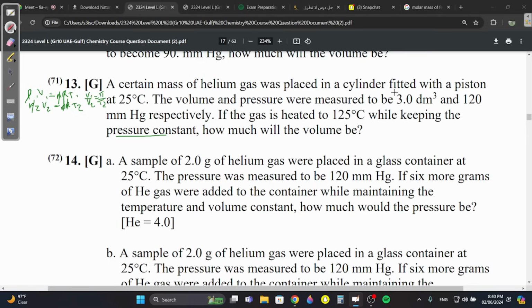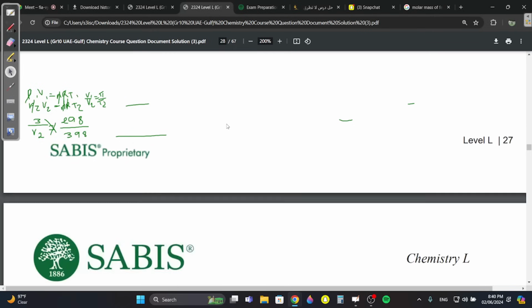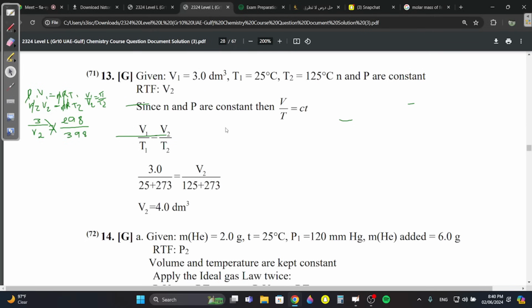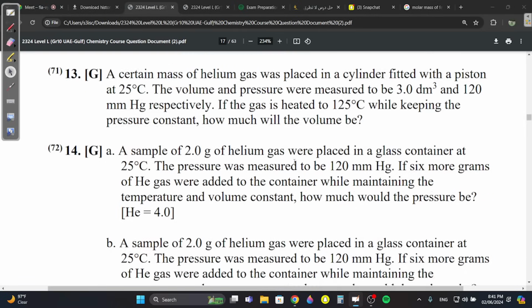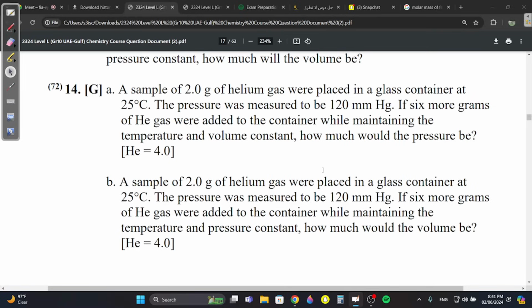First volume was 3. We want V2, we don't know it. T1 was again 25 degrees Celsius. In Kelvin, that's 298. T2 is 125, so it's going to be 398. Cross multiply, and you're going to get, how much do you get? 4. Yeah, okay, 4.